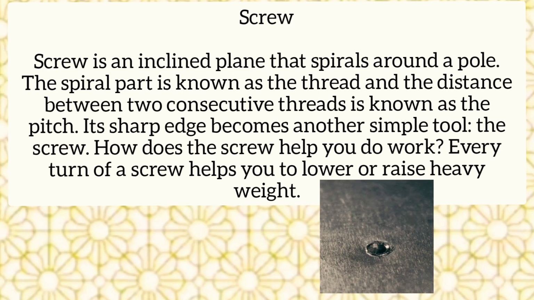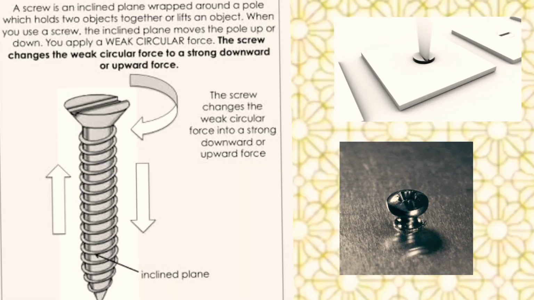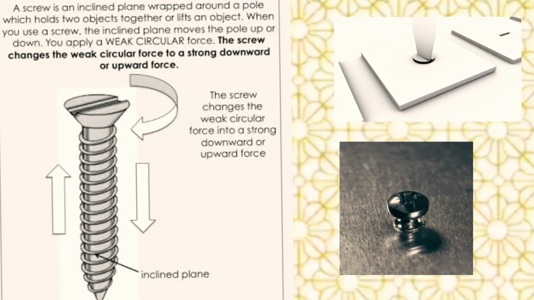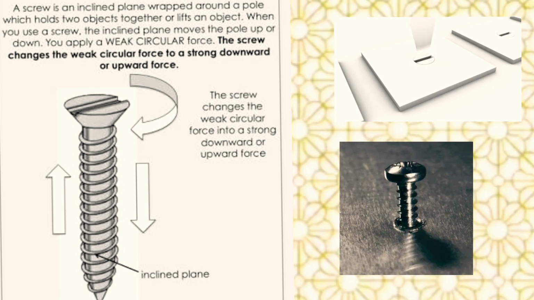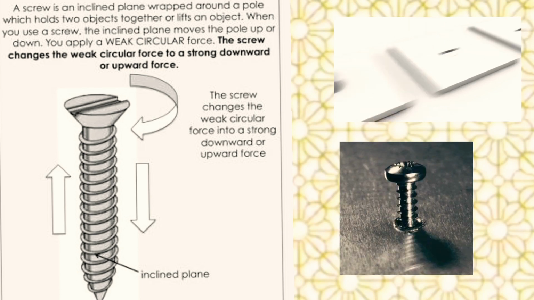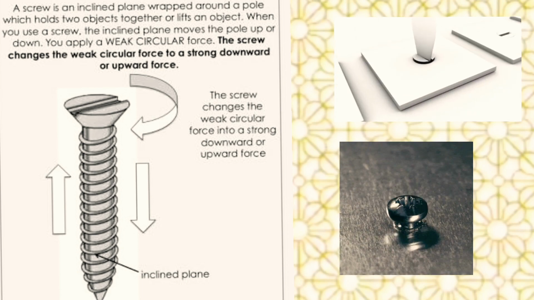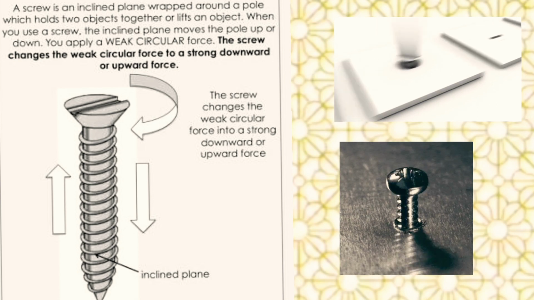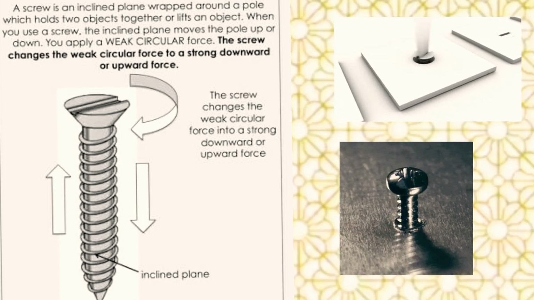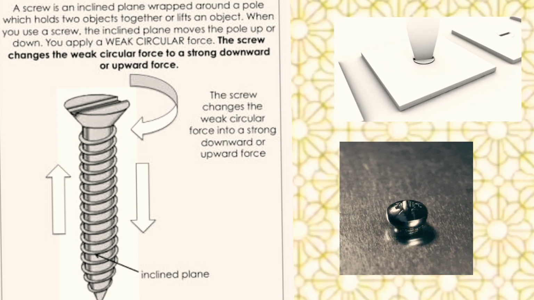How does the screw help you do work? You have studied a lot about it in the last lecture. I will tell you now graphically with an animated video how it works. A screw is an inclined plane wrapped around a pole which holds two objects together and lifts an object when you use a screw. The inclined plane moves the pole up and down. You apply a weak circular force, as this screwdriver is doing, and the screw changes this weak circular force to a strong downward or upward force.